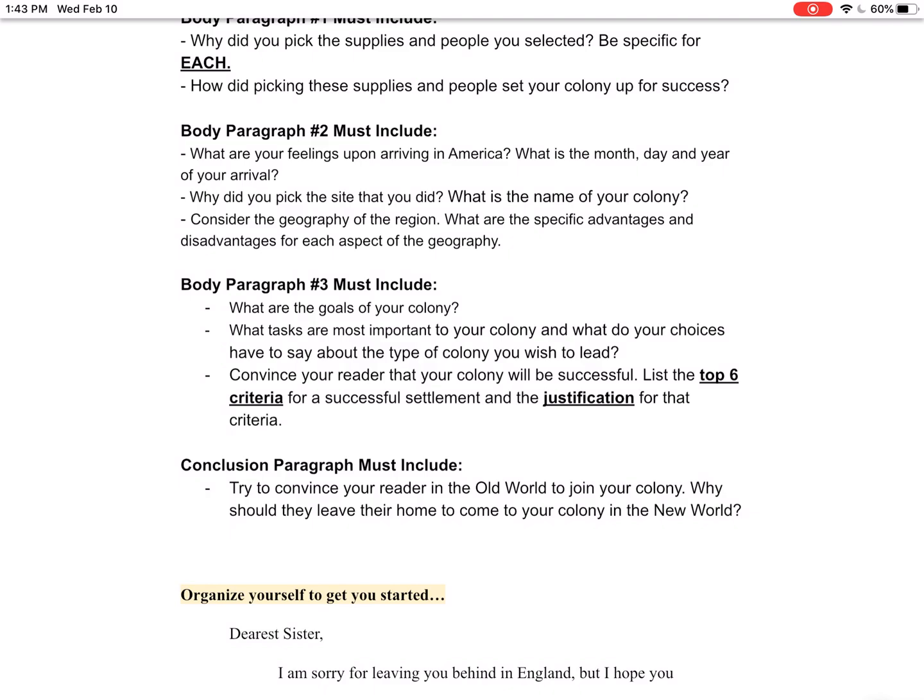In the next paragraph, make sure that you include at least the following. What are your feelings? What were they like when you came to the American colonies? When did you arrive? What was that month, day, and year? Remember, a voyage takes anywhere from 6 to 12 weeks, depending on weather. What was your site like? Where did you pick and why? What was the name of your colony? What was the geography like of your colony? What were the specific advantages and the disadvantages of your colony?